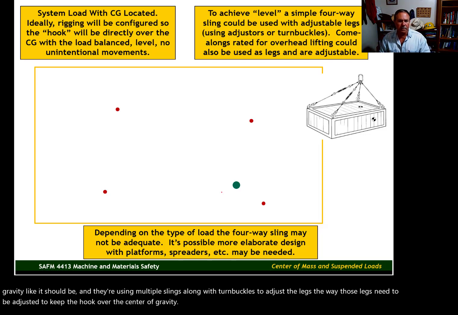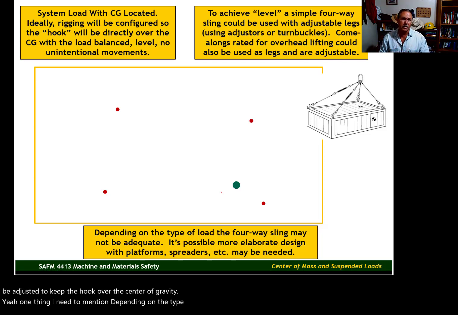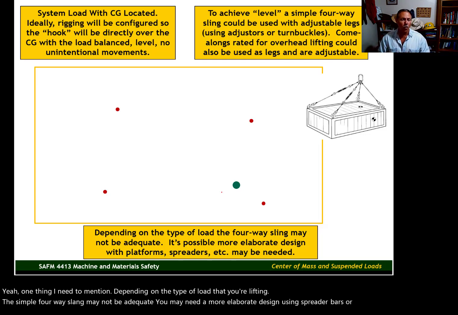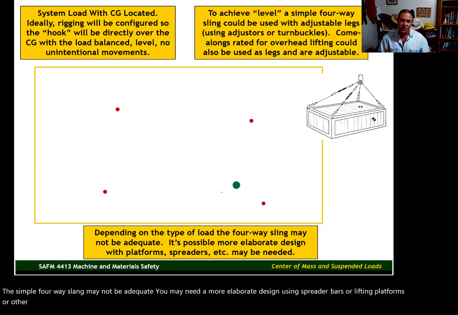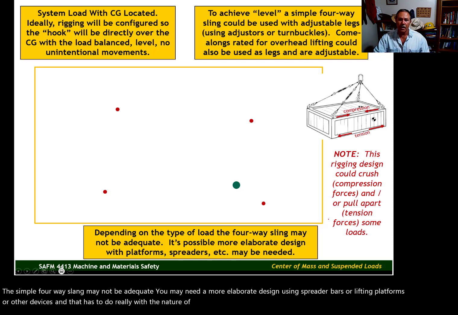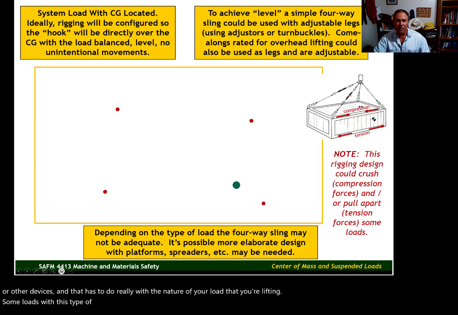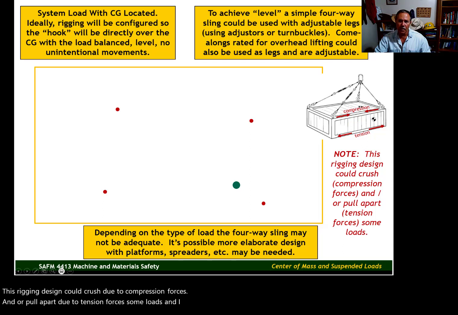Now, one thing I need to mention, depending on the type of load that you're lifting, the simple 4-way sling may not be adequate. You may need a more elaborate design using spreader bars or lifting platforms or other devices. And that has to do really with the nature of your load that you're lifting. Some loads with this type of rigging could be damaged when they are lifted. This rigging design could crush some loads due to compression forces and or pull them apart due to tension forces. And I have it illustrated here on the diagram.